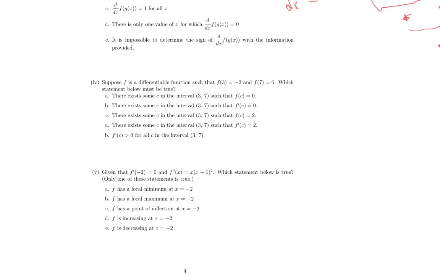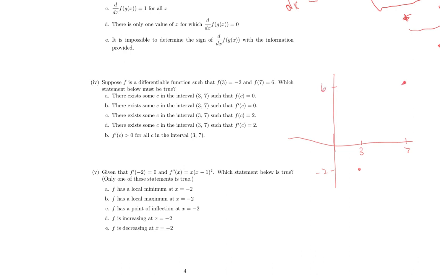Okay, so going on to this next one, it's saying suppose f is a differentiable function such that f of 3 is -2 and f of 7 is 6. Which of the statements below must be true? Well, first I'm going to draw out this picture. I'm not very good at drawing, so we'll see how this comes out. f of 3 is going to be -2, this is 3. And f of 7 is going to be +6.